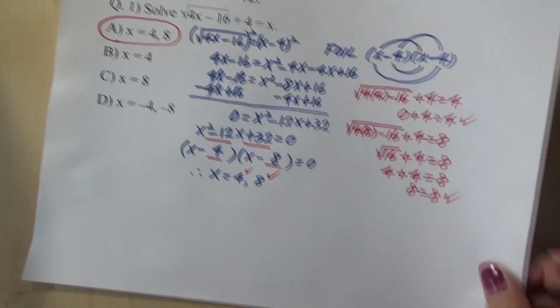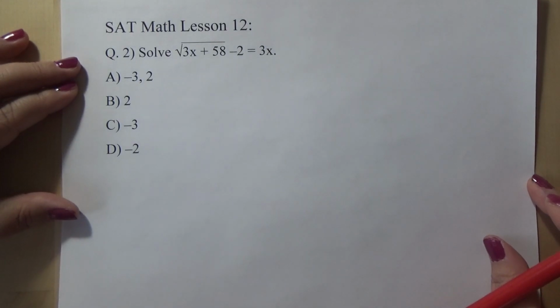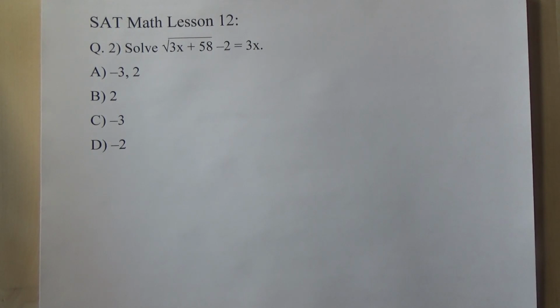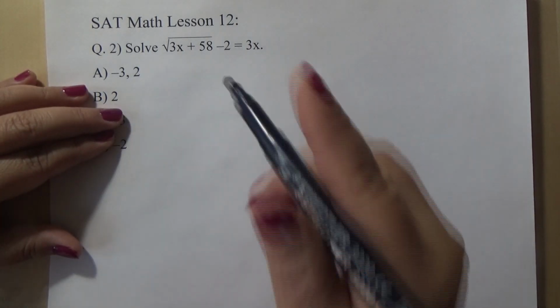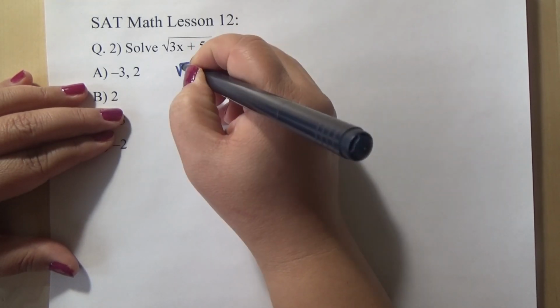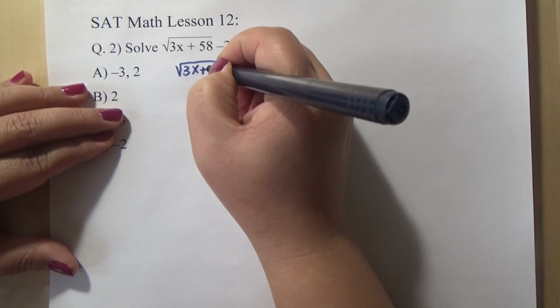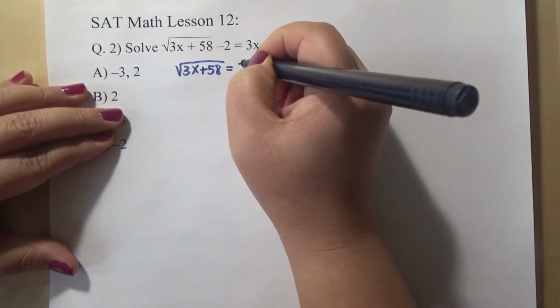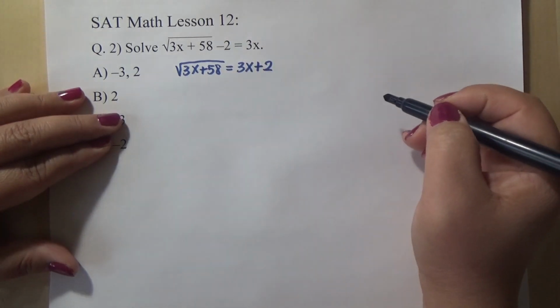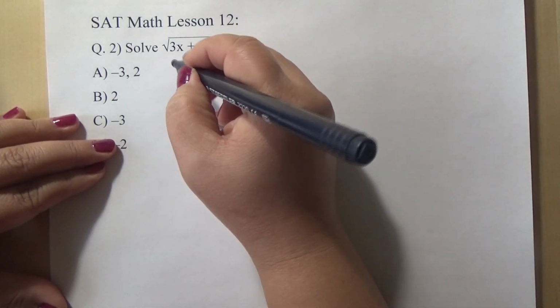So let's try next one. Next problem will be a little bit challenging problem. Okay, so question number 2. Solve square root of 3x plus 58 minus 2 is equal to 3x. So first of all, we have to move negative 2 to the right. So I'm going to rewrite over here. Square root of 3x plus 58 is equal to 3x. Negative 2 will be positive 2. And now what we have to do next? We have to get rid of a square root.